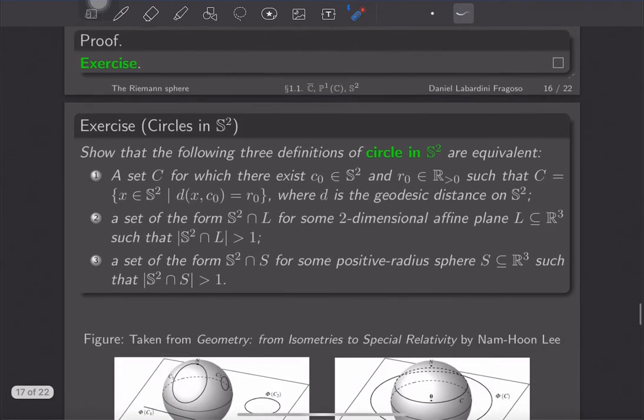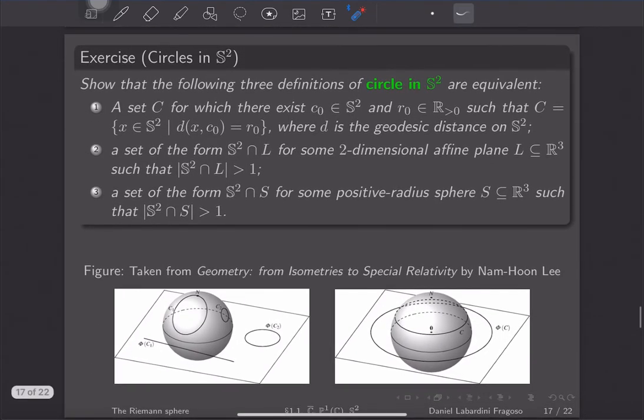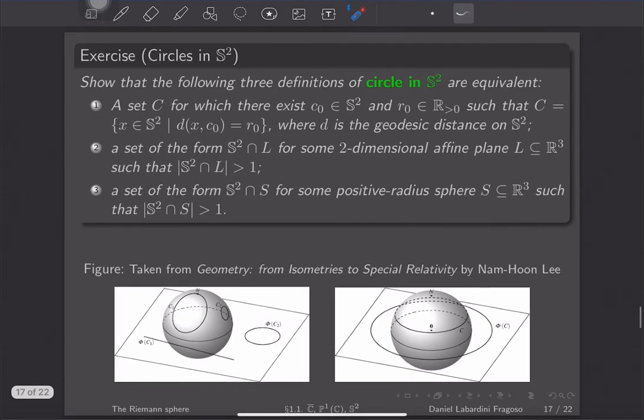Okay, and just as in the case of C bar, here we also have circles, right? And the point here is that there are at least two seemingly, a priori, different ways of defining what a circle is in the sphere, right? One can say, okay, a circle in the sphere is just take a plane that cuts the sphere, and the locus where it cuts, that's a circle. So that's one definition.